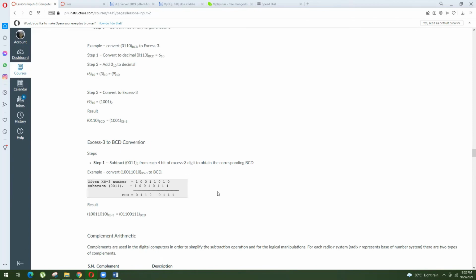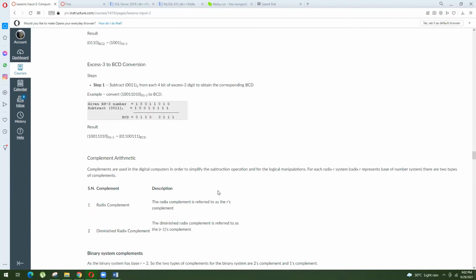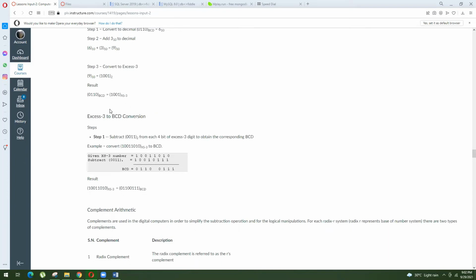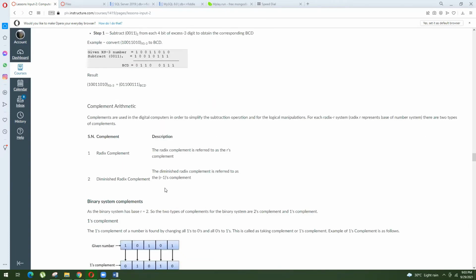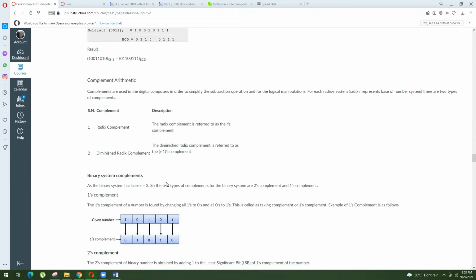We are just here to discuss how the processes are done. In fact, most, if not all of these calculations are already on the internet. You can find calculators in order to convert one base number to another. So you just need to know how the process is done. Complement arithmetics. Complements are used in digital computers in order to simplify the subtraction operation and for logical manipulation.